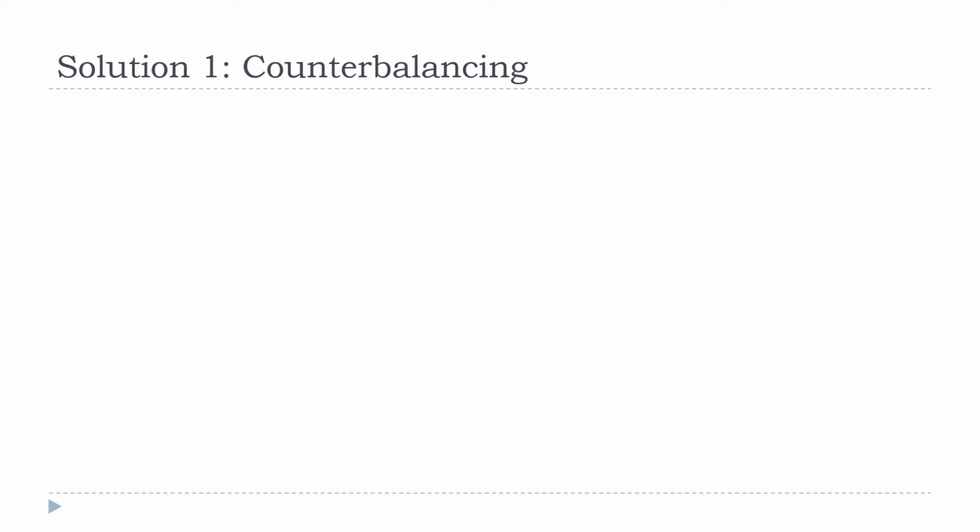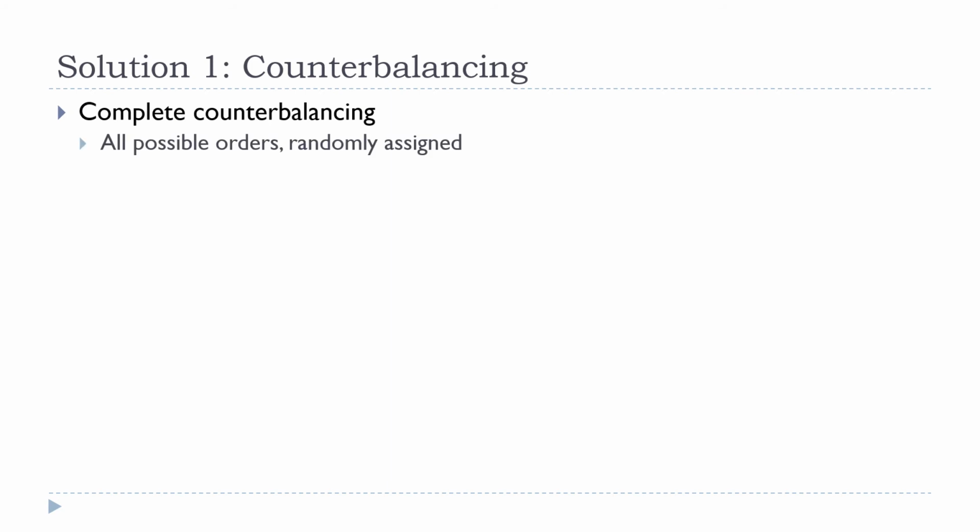There are 2 different solutions to order effects. The first solution is counterbalancing, and counterbalancing is similar to what I did with the jealousy study, where I had half of the people play the aggressive game against their partner first, and I had the other half play the game against the rival first. With counterbalancing, you randomly assign people to different orders of the stimuli. And keep in mind, every person experiences all stimuli.